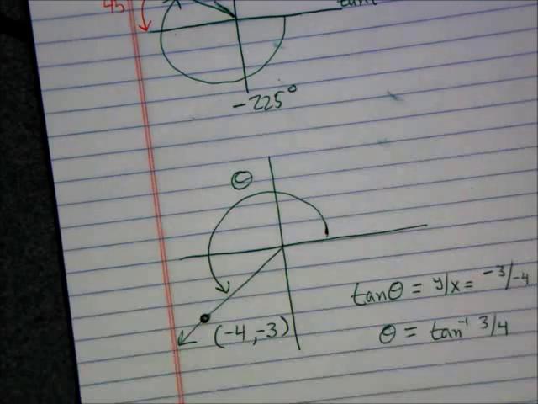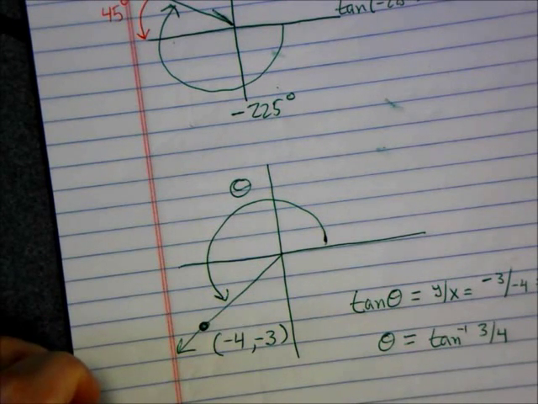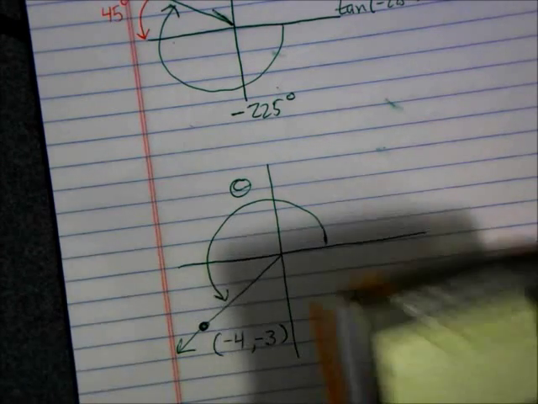Excellent. Clearly that angle is not 36.9 degrees. Why not? Because it's in quadrant 3, it's got to be bigger than 180. What did my calculator actually give me?